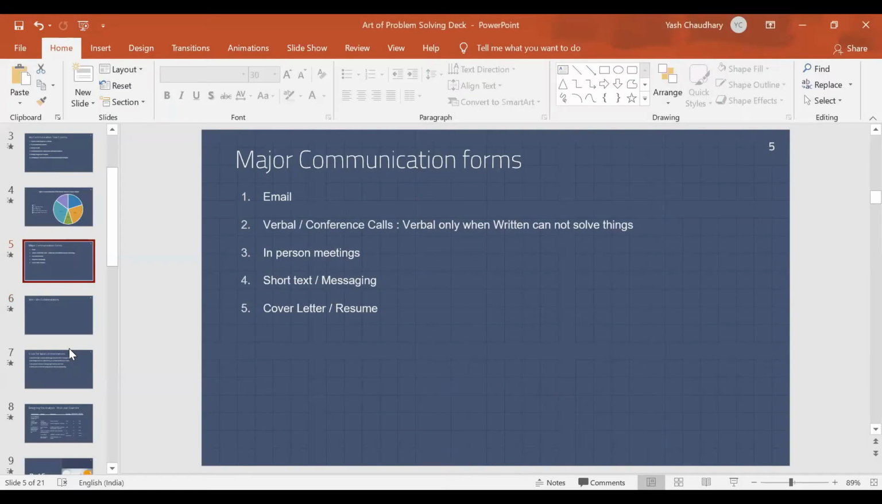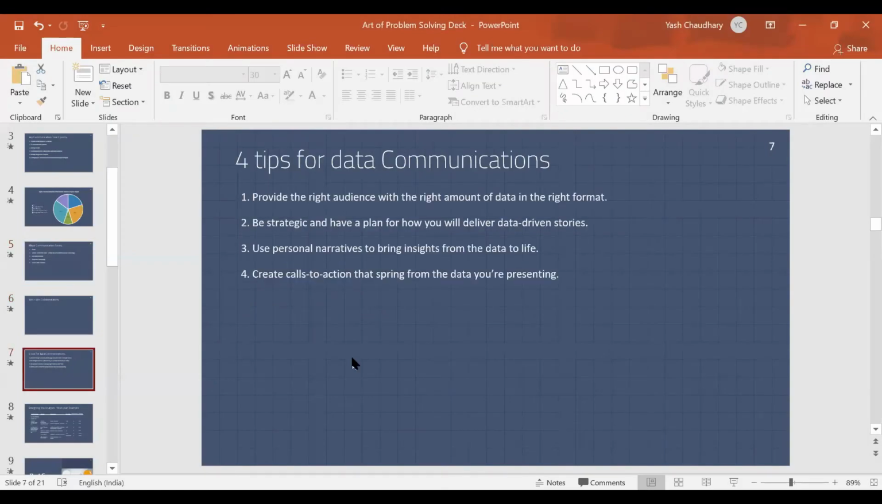Forms. Now, across all of these communication forms, there are four important things from a data perspective. If I get a bit more technical: what audience needs to see what amount of data is a really critical aspect of it, right? A CEO does not want to look at a store level thing or a SKU level thing, right?